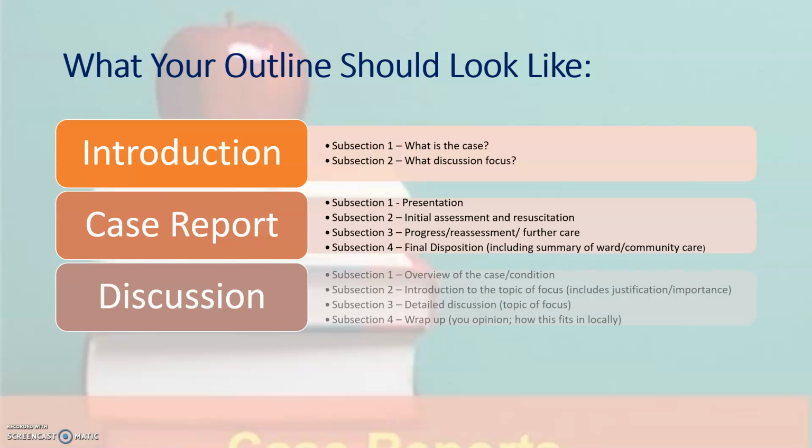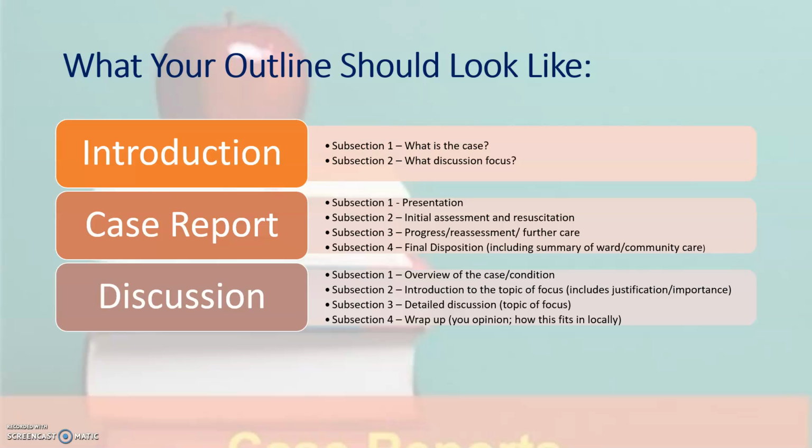Then we move on to the discussion. There are 4 sections again. An initial overview of the case. Pulmonary embolism in the elderly is common and difficult to initially diagnose and presents challenges in management decisions. So that's your first point.